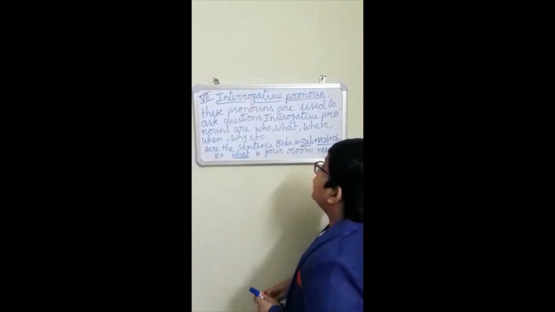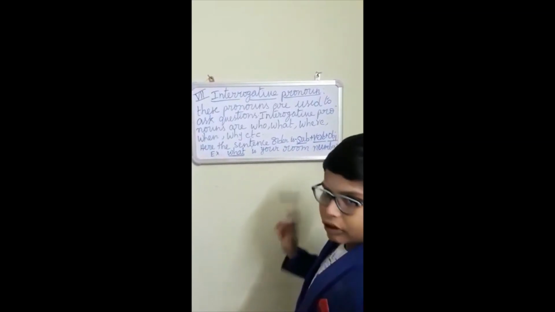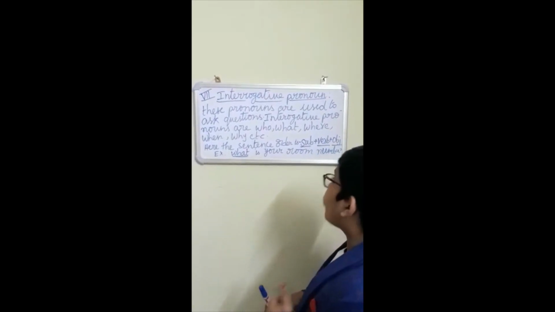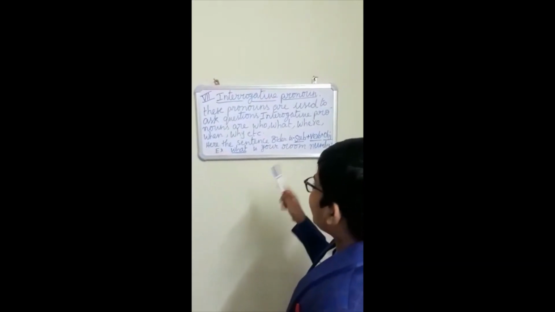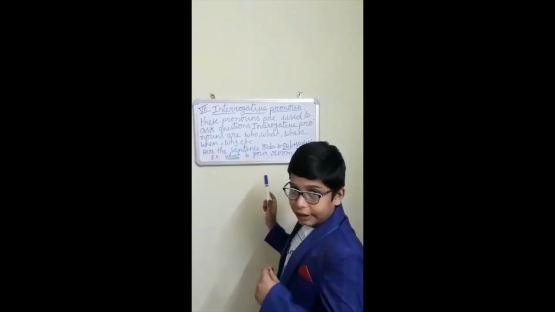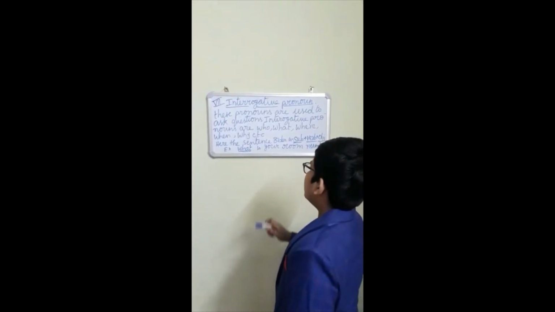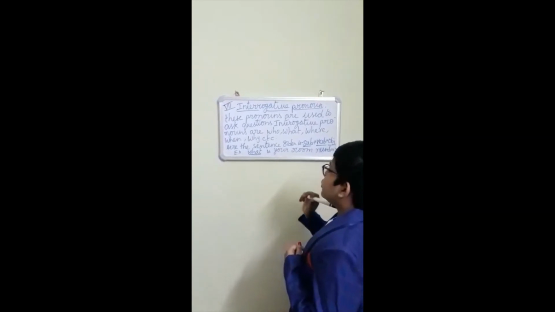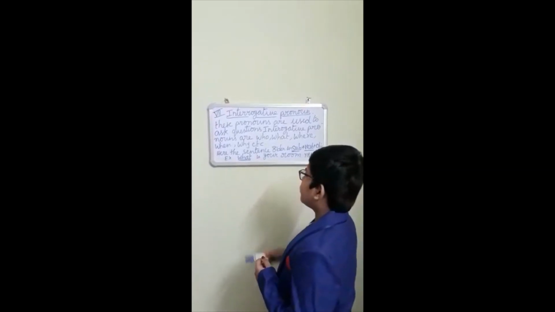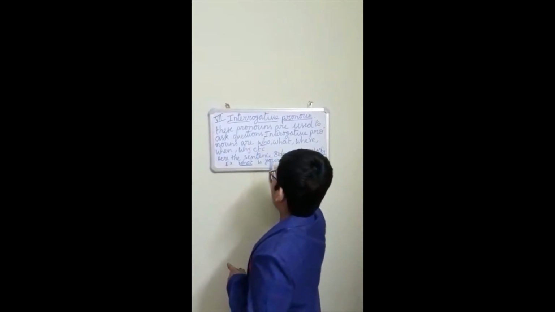Coming to the seventh one, interrogative pronoun. These pronouns are used to ask questions. Interrogative pronouns are who, what, where, when, why, etc. Here, the sentence order is subject plus verb plus object. Example, what is your room number? Here, what is the interrogative pronoun. I will tell you some more examples. Who is going to school? Here, who is the interrogative pronoun.